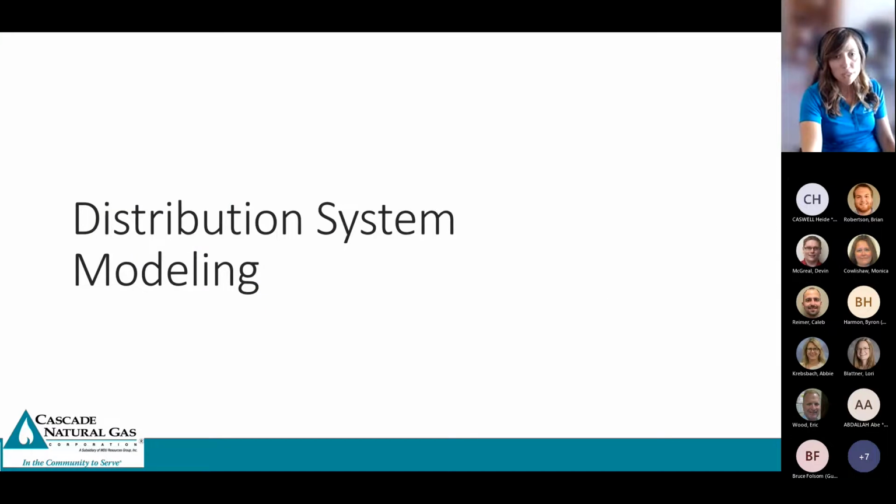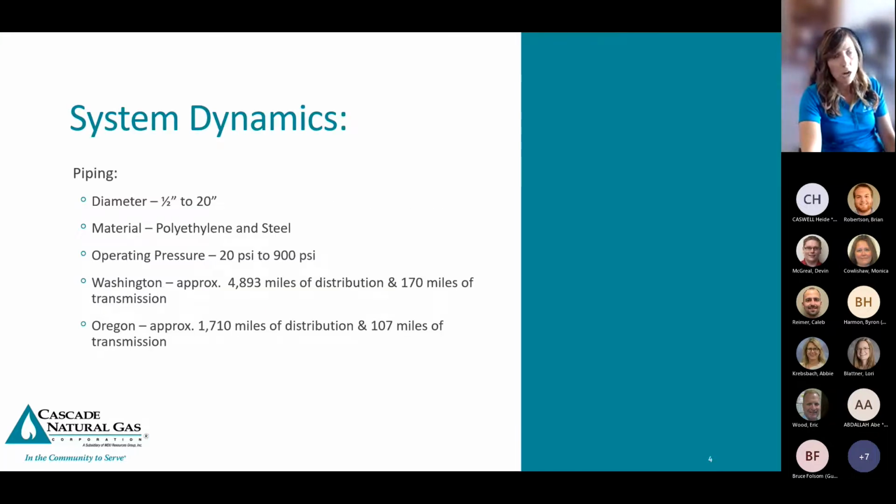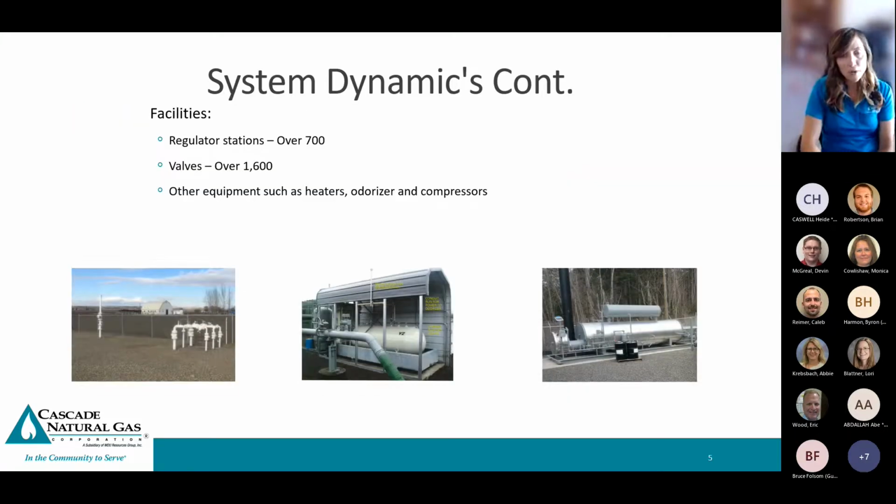So we'll start with distribution system modeling. Before we get into modeling, I just wanted to quickly familiarize you with our system. We operate over a range of pipeline diameters and operating pressures on our systems. This is just a brief summary of what we have. In addition to piping, we also have facilities we operate. They include reg stations, valves, and other equipment, heaters, odorizers, compressors, all part of our system.